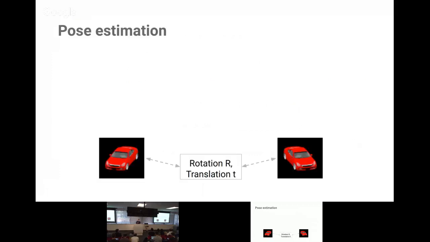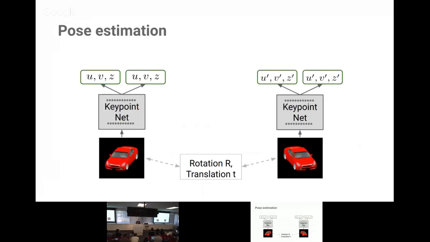But here's the key idea. So think of the following problem. I have two views of an object, and I'd like to estimate the relative pose of the two views. And for simplicity, we only consider rigid objects. Okay, so we know the relative rotation and relative translation during training, but at test time we want to predict those. So we have this neural network that predicts a list of key points. These key points are three-dimensional in our case.